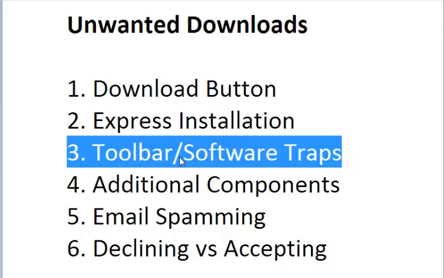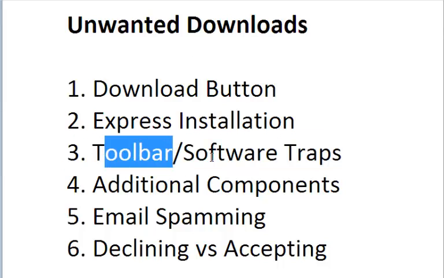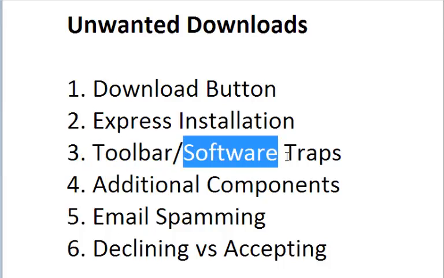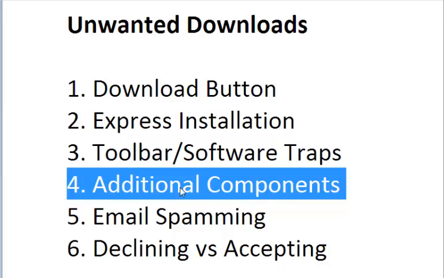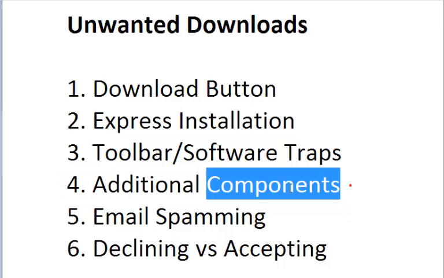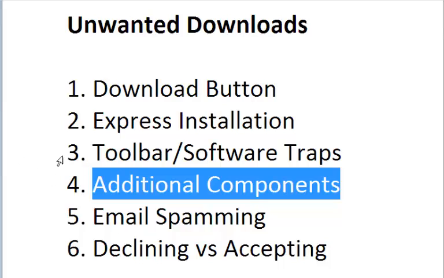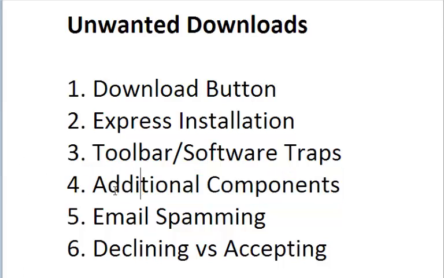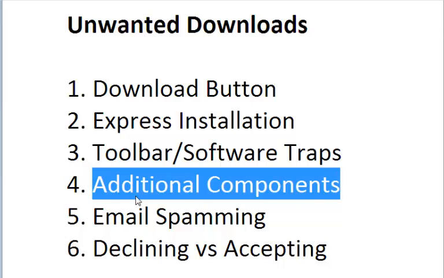Then there are the toolbar and software traps. This is if you're clicking really fast through a next wizard when you're installing some software that you want. Sometimes they stick these windows in there really quickly, and all you have to do is click next, and then it's installed. It's a trap. Then there are the additional components. Say you're installing software that has all these different parts to it. Some of those parts, probably most of them, you don't even need, but they stick them in there anyway because they want you to get all the full features.